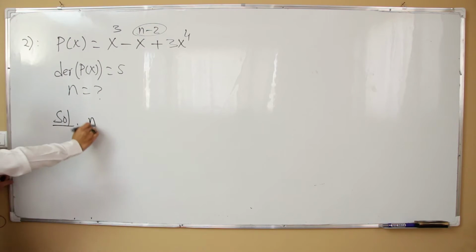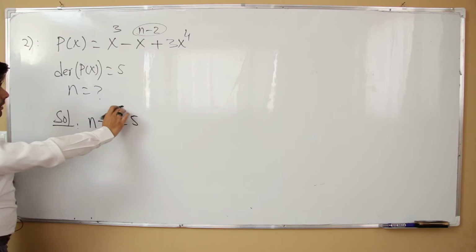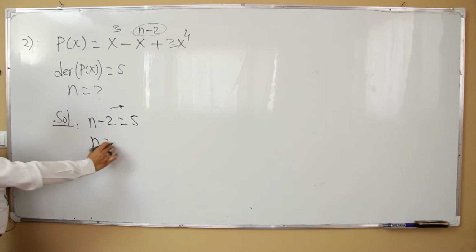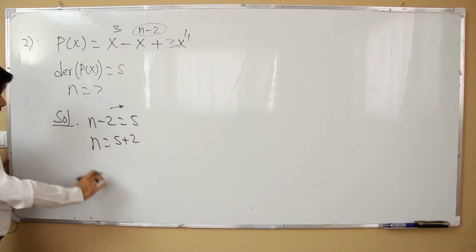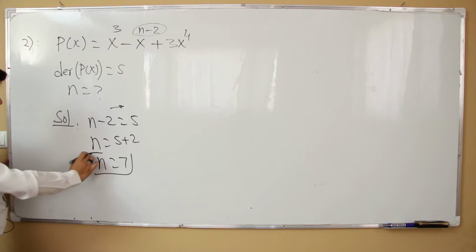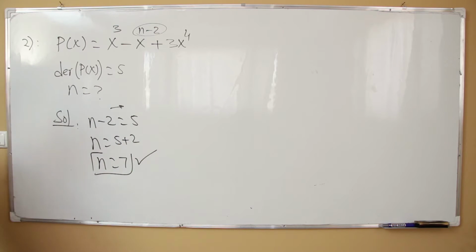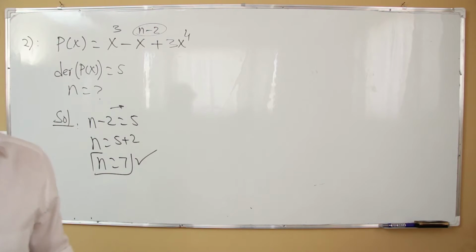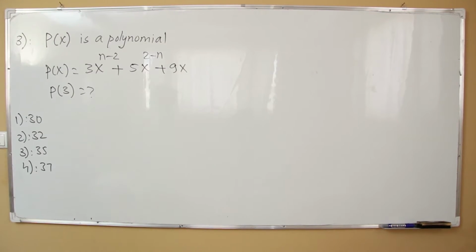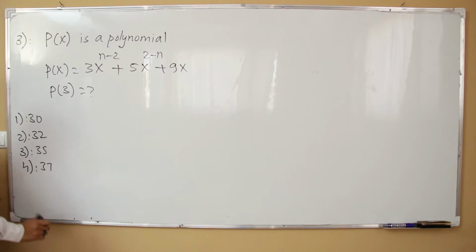So we have n minus 2 equal to 5. Now solve it for n. n is 5 plus 2, so you will find 7. It was a very simple question. By the way, come to question number 3.